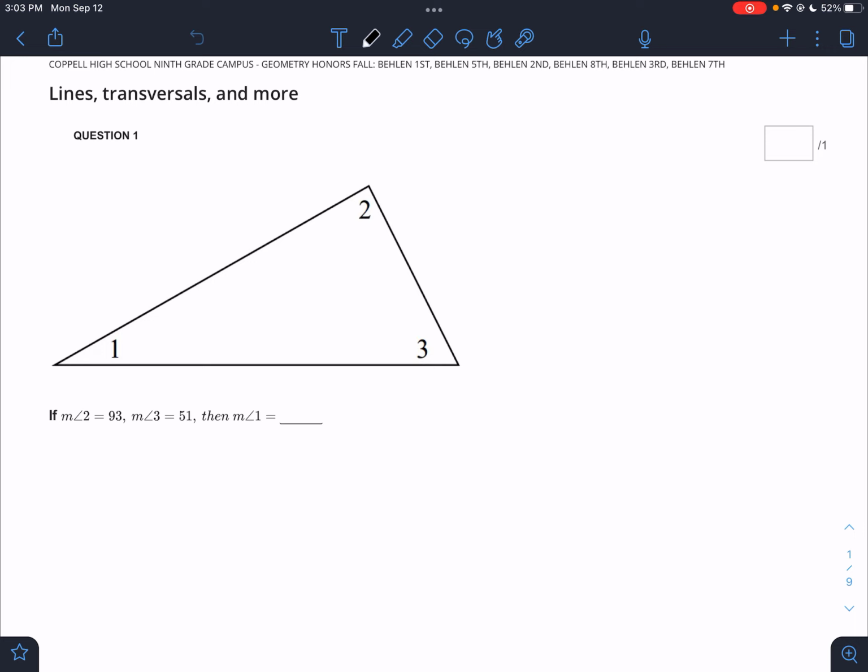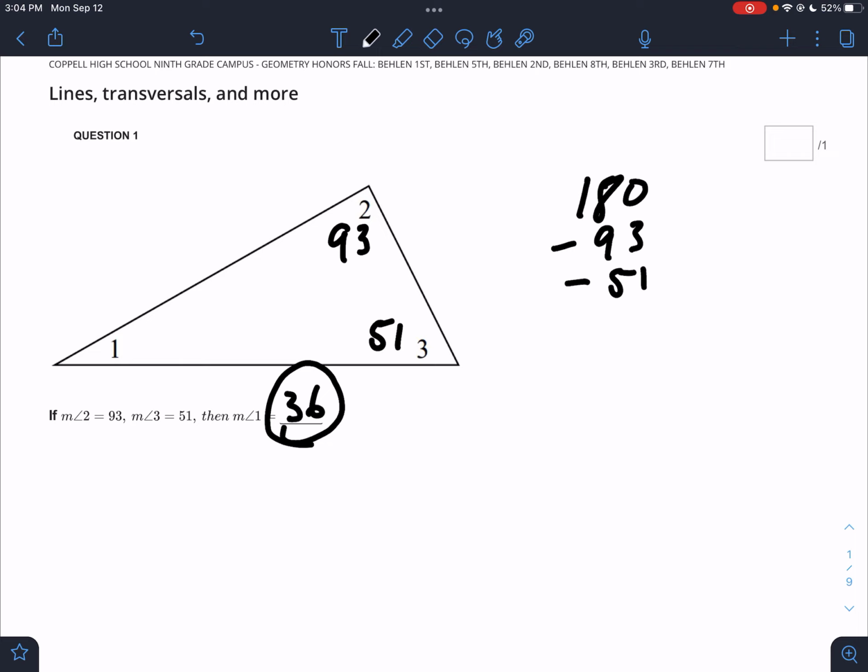All right, first picture, we just have a triangle. How many degrees are in a triangle? We know they have to add up to 180 degrees. Angle 2 is 93. Angle 3 is 51. So it's 180 minus 93 minus 51, and I get 36 degrees. Boom. Not much to that one.